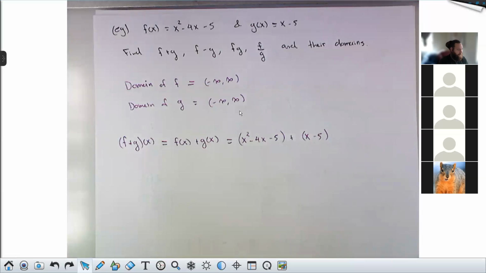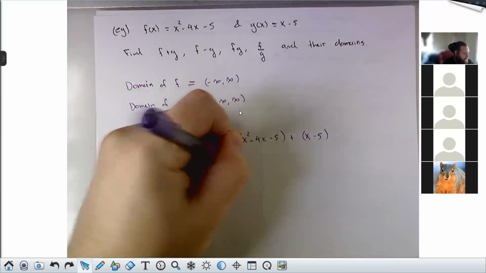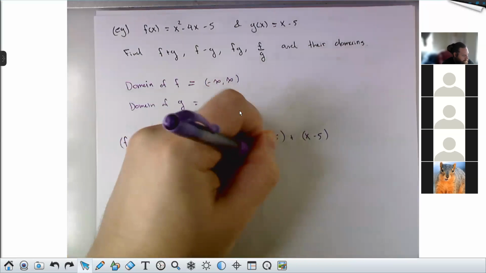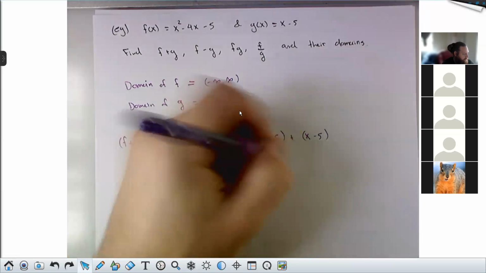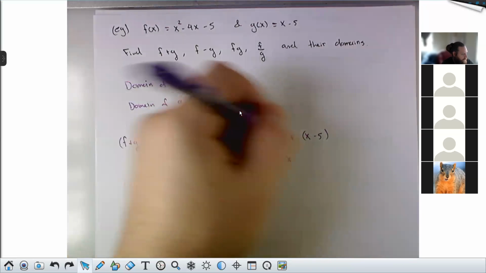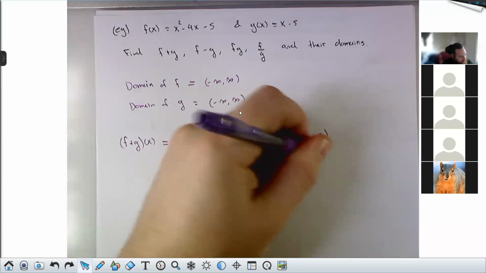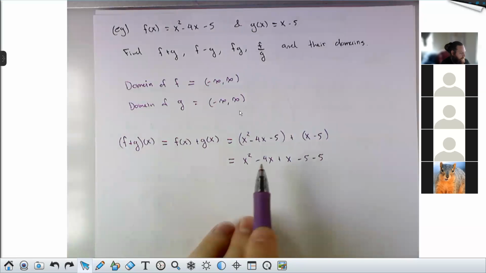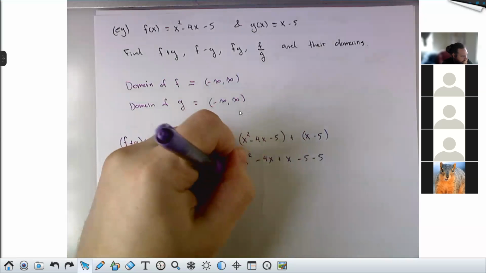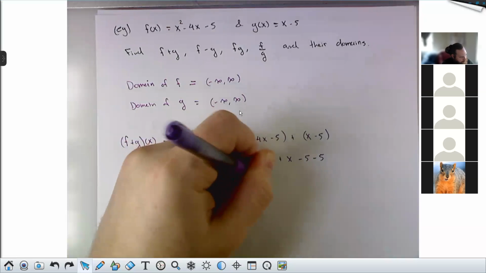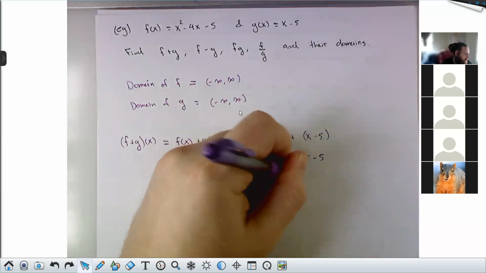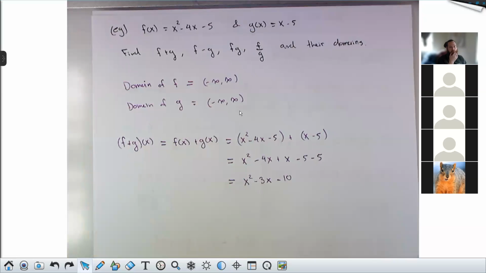I can combine some like terms here. If I just write these next to each other, x squared minus 4x, and then I've got a plus x here, and then minus 5 and minus 5. Negative 4x plus x is negative 3x, so this is x squared minus 3x, and then negative 5 minus 5 is negative 10. So that's the new function, f plus g of x.